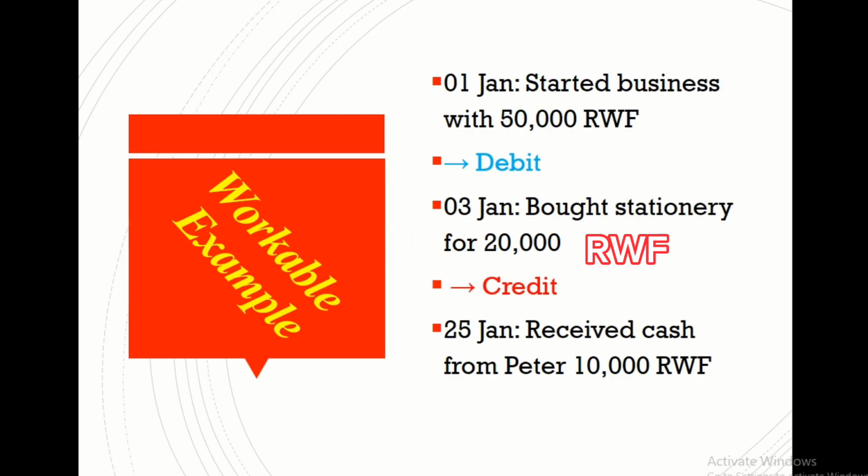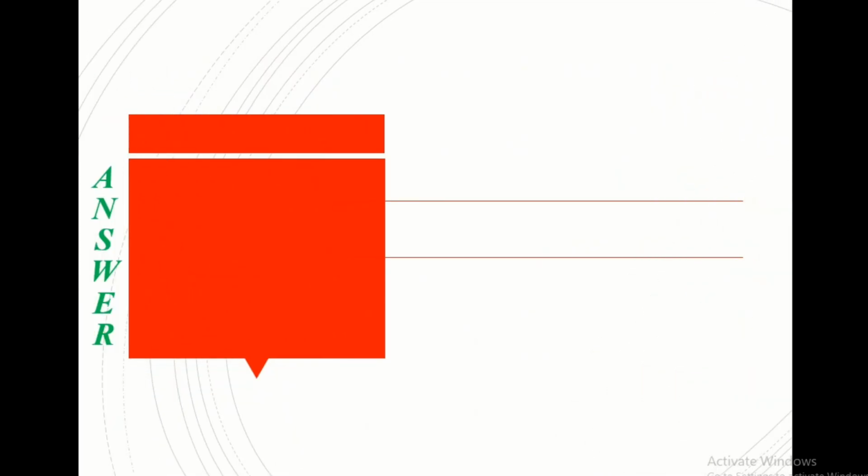I hope you remember. On 25th January, received cash from Peter. Maybe Peter was a debtor. The company received cash equivalent to 10,000. Because this is a cash receipt, this amount is going to be debited because it is an income. Let us see the answer. It is very simple. We are going to use the same format and record those transactions in a single column cash book respectively.